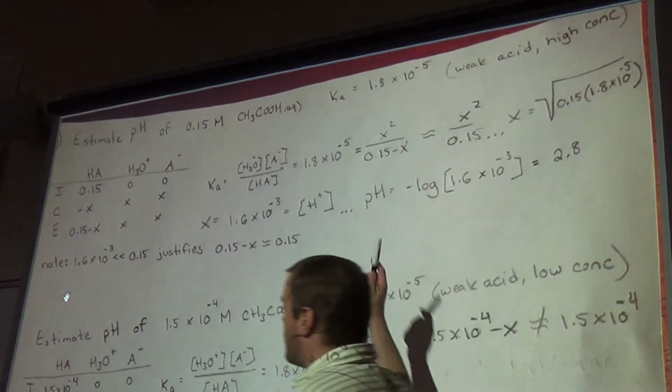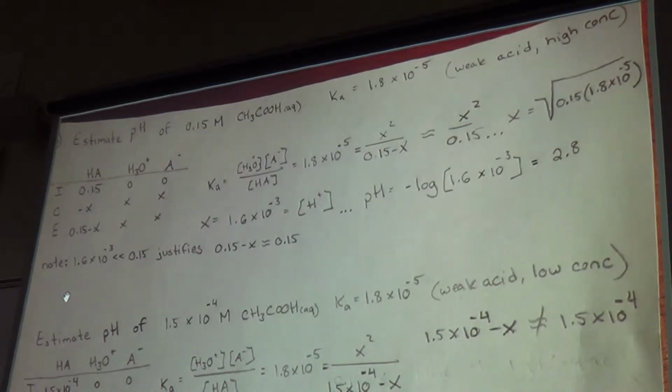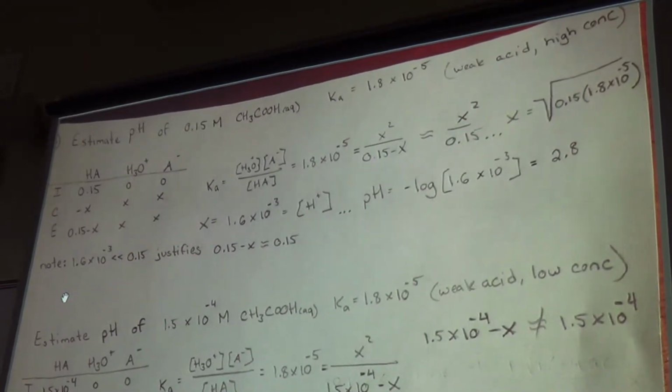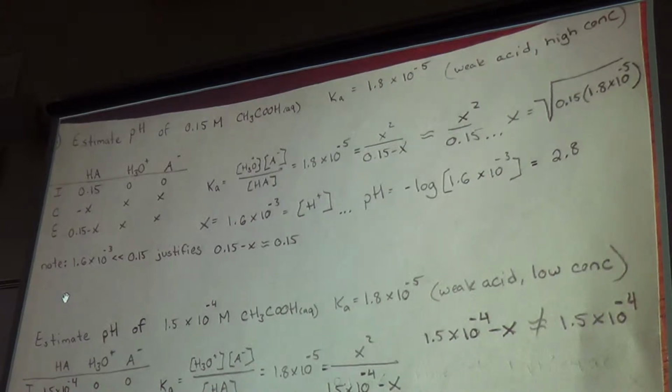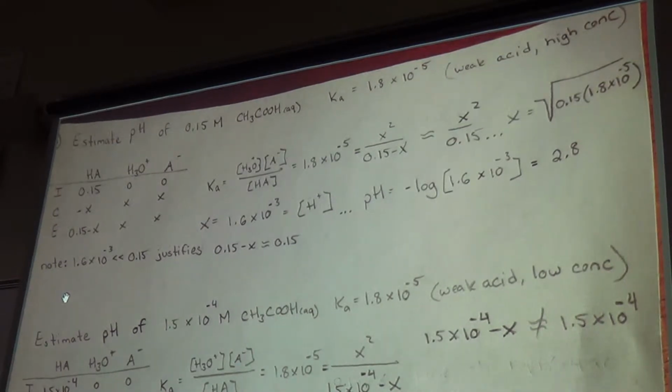Now, anytime we use that approximation, we want to check and make sure that it ends up being valid. So we'll take the value that we get for x using the approximation and compare it to the initial concentration of the acid. 1.6 times 10 to the negative 3 is much, much less than 0.15, and so it was safe to make that approximation. I think the rule is the 5% rule. If this number is greater than 5% of this number, you're supposed to assume that it wasn't safe to make the approximation, and you have to go back and do the calculation the other way. But if it's less than 5%, then we assume that our approximation was justified.